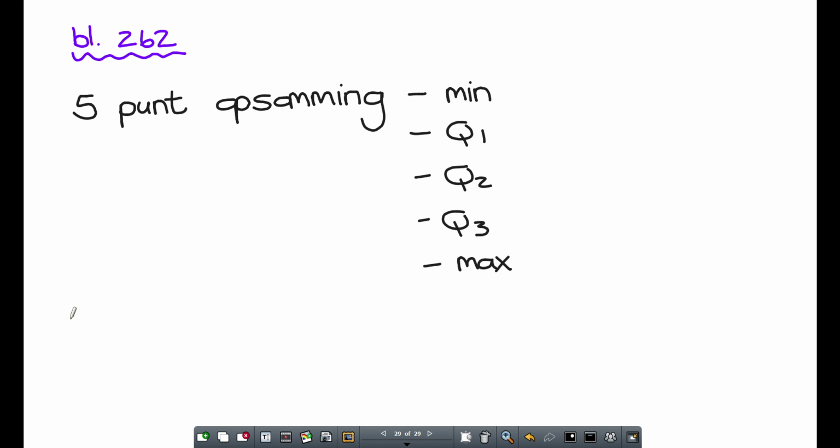Goed, so kan ek maar skip gou daar? I am going to give you guys a data set, and what you've got to do is you've got to draw me the box and whiskers.